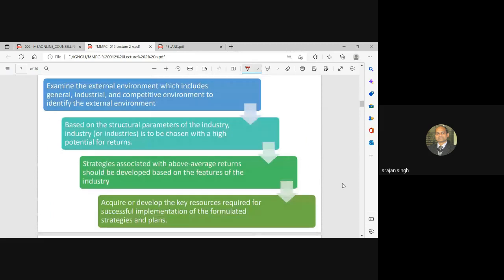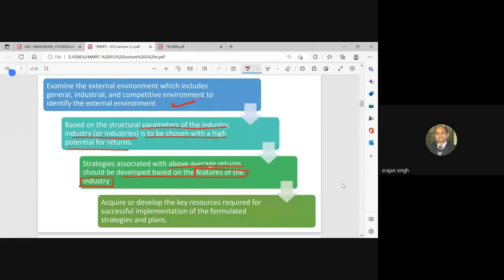Now, examine the external environment, which includes the general, industrial, and competitive environment, to identify the external environment. This is one. The next step: based on the structural parameters of the industry, an industry or industries with a high potential for returns is to be chosen. Strategies associated with above average return should be developed based on the features of the industry, meaning based on the external environment relating to a specific industry only.